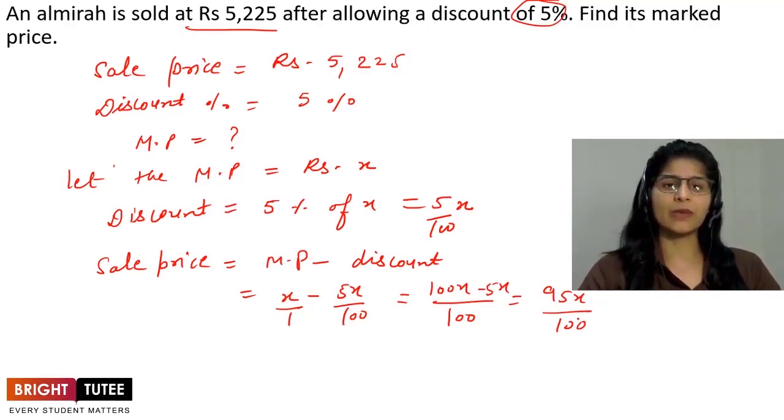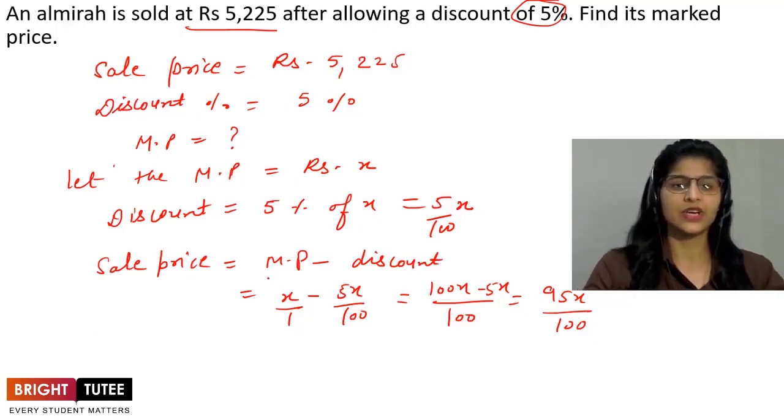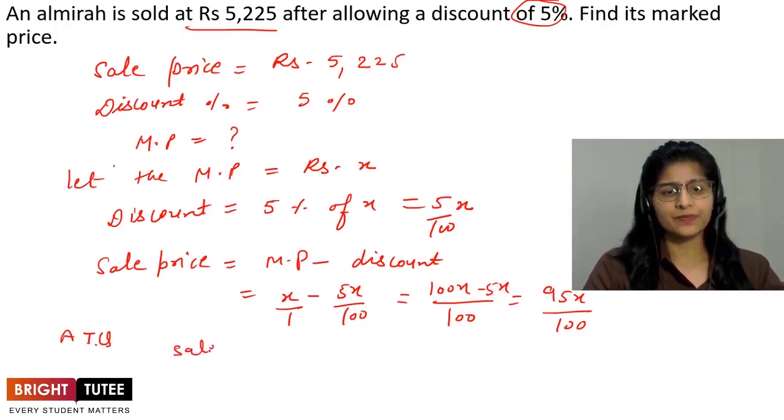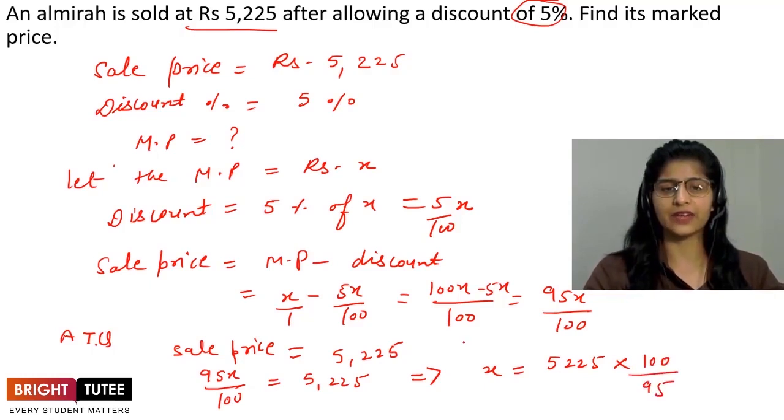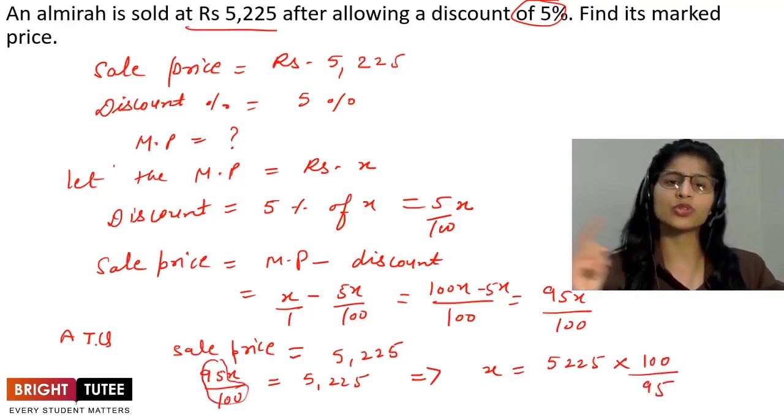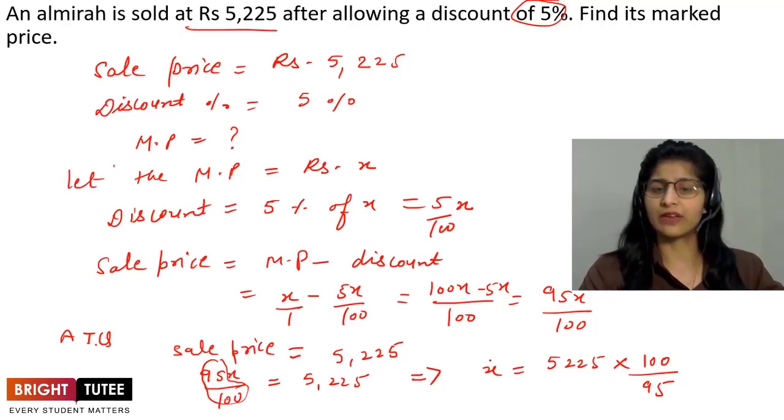According to the question, the sale price is 5,225. So we will write according to question, sale price is equal to 5,225. So we can say that 95x upon 100 is equal to 5,225. This implies x is equal to 5,225 multiplied with 100 divided by 95. This fraction, when it is transposed on another side, it gets reciprocal. So we have done the reciprocal of it. Now can we find out x? Yes, definitely we can find out x by cancelling the terms.